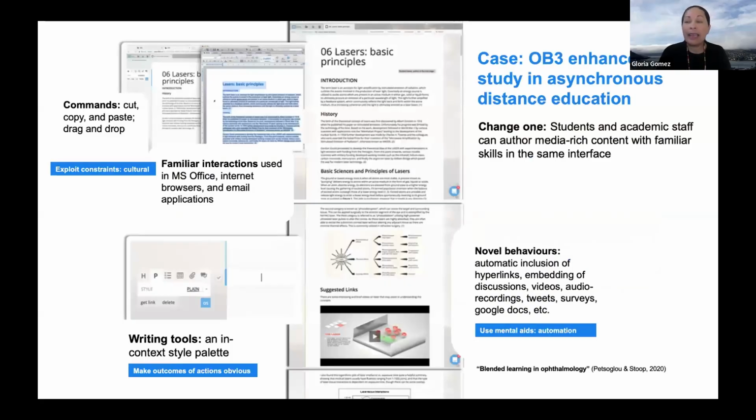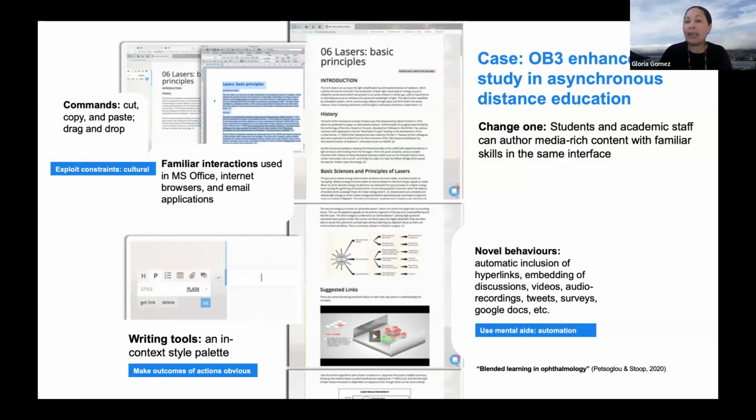In the OB3 case, the human-centered design study looked for ways to enhance student engagement in asynchronous distance education. We were designing for a community comprised of busy doctors who are lecturers and tutors, administrative staff doing educational design activities, and busy students, doctors doing postgraduate studies while working. Two changes in interaction design were made to make activities simpler.